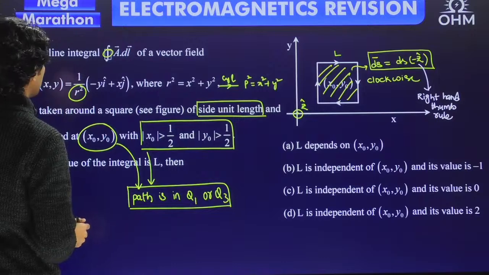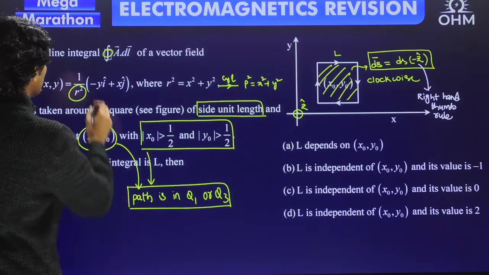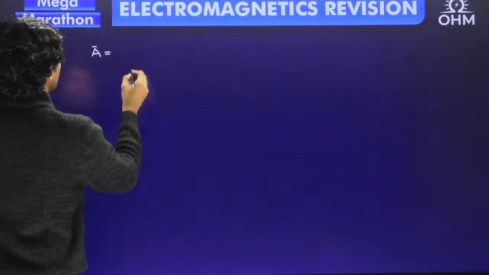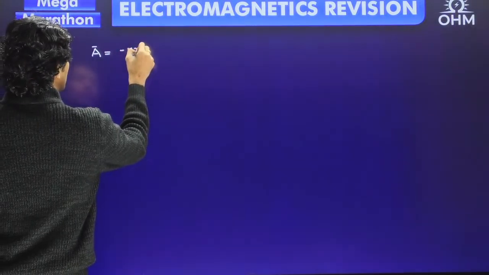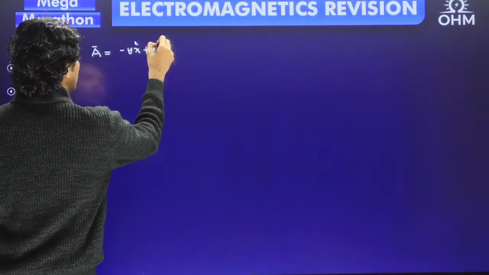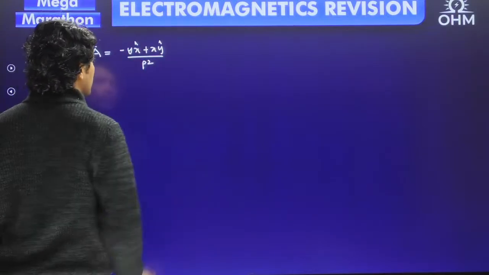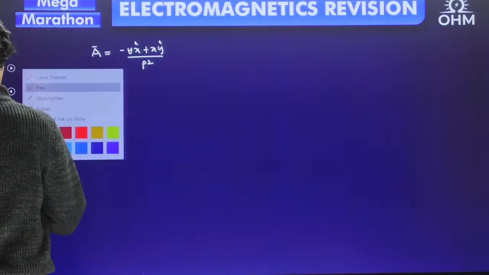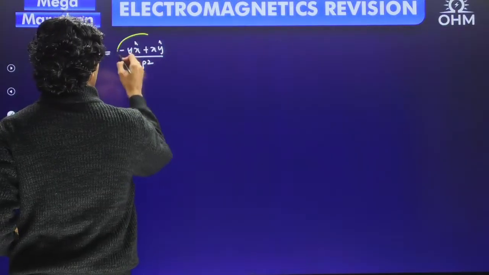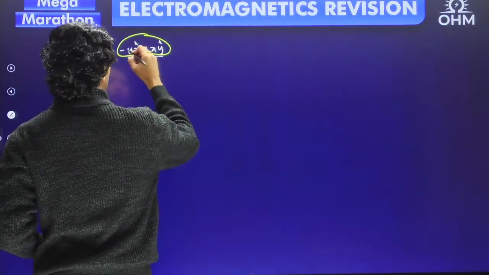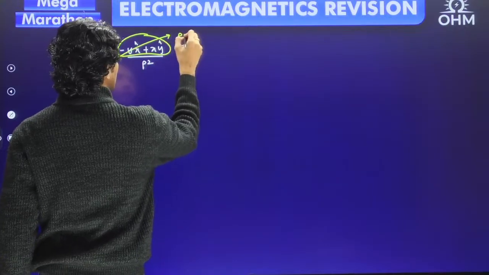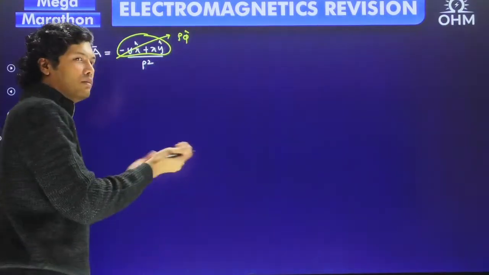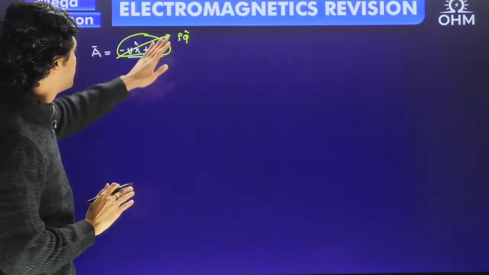Next, minus y i cap plus x j cap, divided by rho square. This is what is given. But if you remember, this is one of our very commonly occurring vector fields. And what is this vector field in the polar coordinate system? Earlier we have seen that this is nothing but rho times phi cap. This greatly reduces my problem complexity.